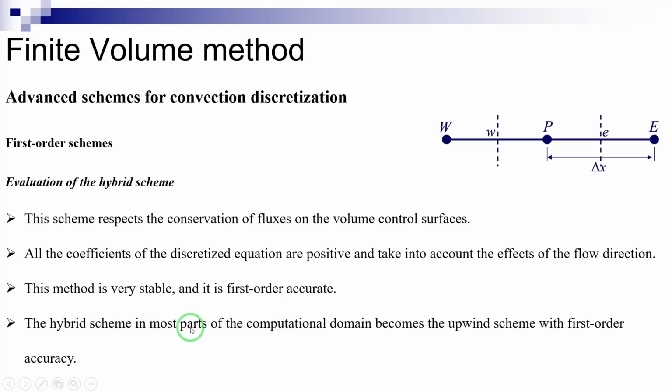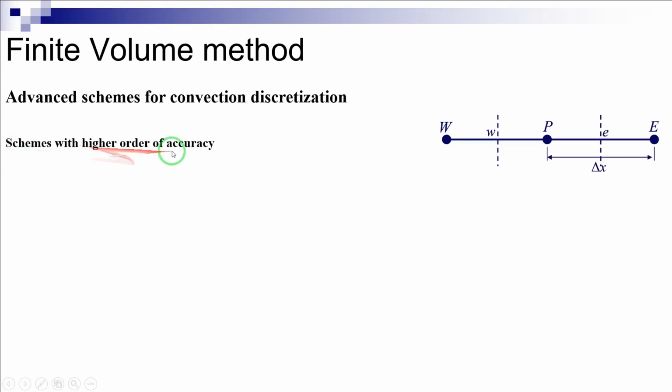However, at present, in most applications, the flows that are being studied operate at high convection and low diffusion regimes, with Peclet number rarely being less than 2. Therefore, the hybrid scheme in most parts of the computational domain becomes the Upwind scheme with first order accuracy. For this reason, researchers are more inclined towards developing more accurate schemes with higher order of accuracy.